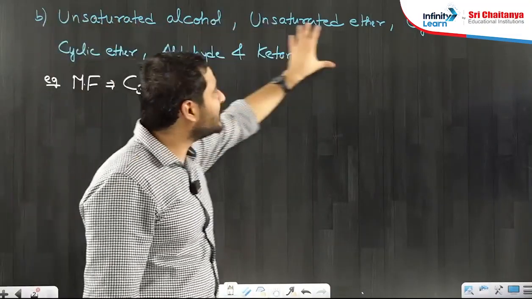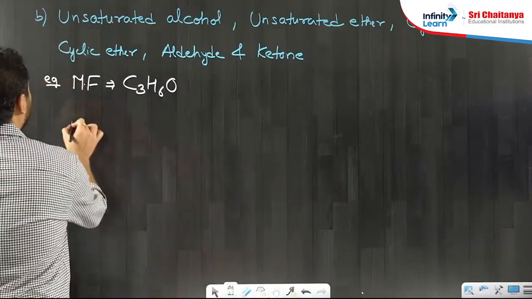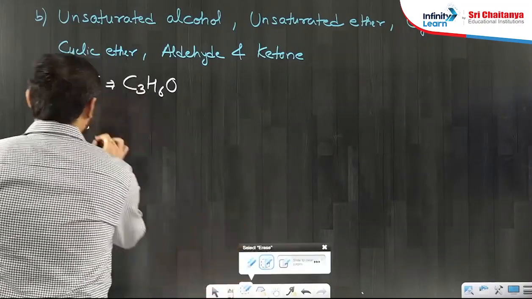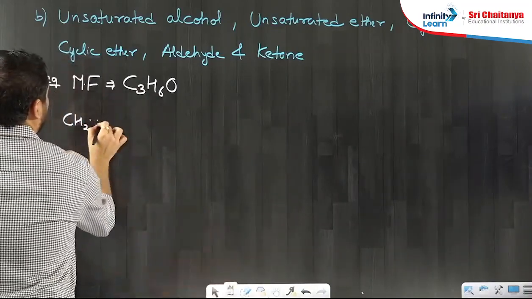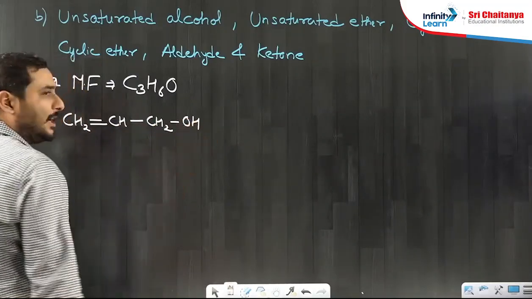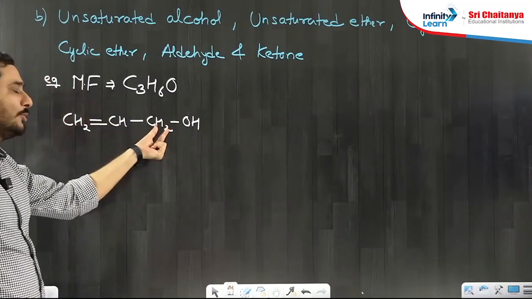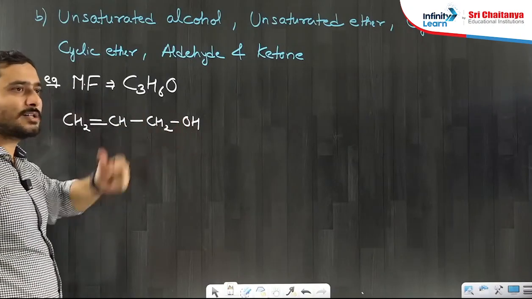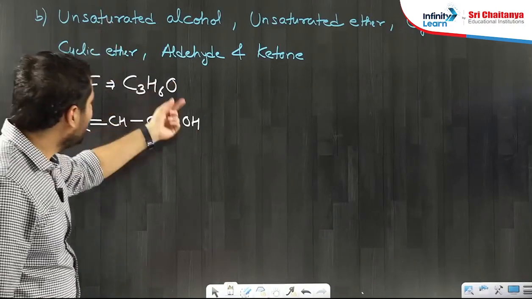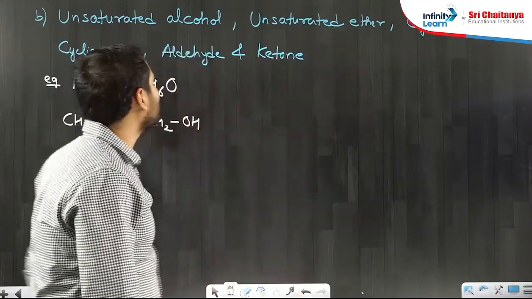And we have to draw all these possible structures. Let us first start with unsaturated alcohol. Unsaturated means it contains a double bond. So the first structure I am writing is CH2 double bond CH, CH2, OH. If you check, how many carbon atoms are present? 1, 2, 3. How many hydrogen? 3 plus 2, 4, 5 and 6, and 1 oxygen. So the CH2=CH double bond is present, so it is unsaturated. And which functional group is present? OH. So it is an unsaturated alcohol.